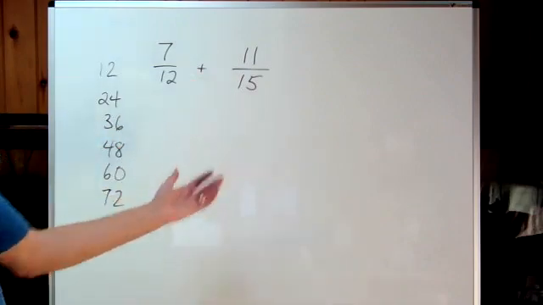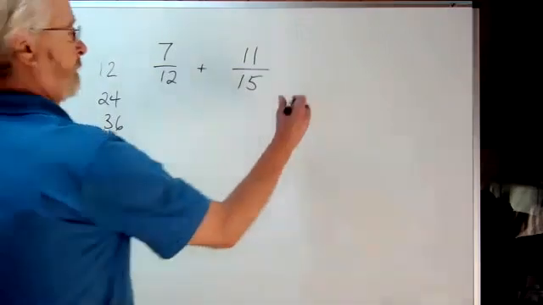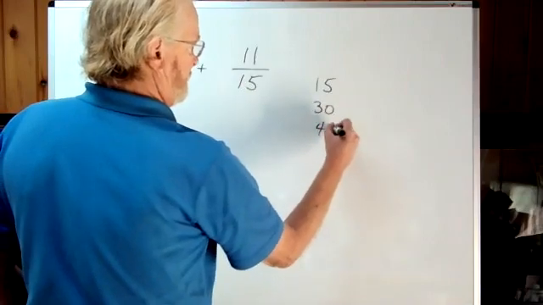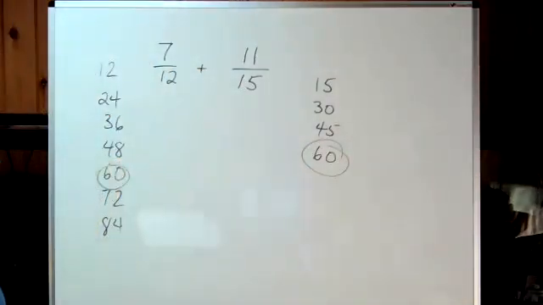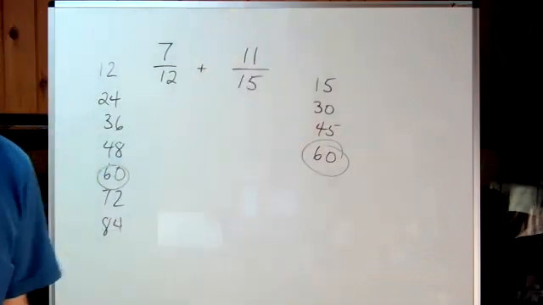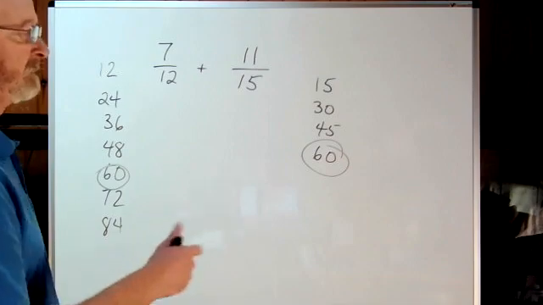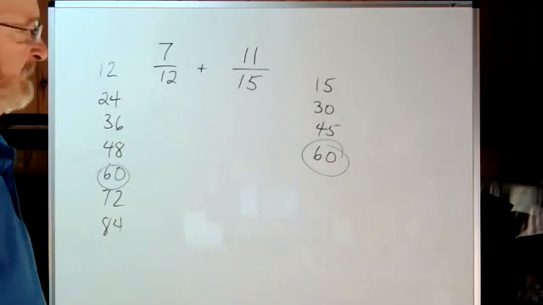Same thing with 15 now, and I'm going to keep going until I run into one of these numbers. So 1 times 15, 2 times 15, 3 times 15, 4 times 15, 60. 60 is a common multiple, and it was the first one I ran into. So both of these numbers divide into 60. So I'm going to use 60 as my common denominator. I'll back up in a second and show the other process for coming up with that common multiple.